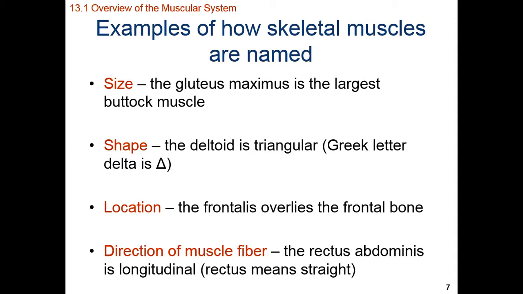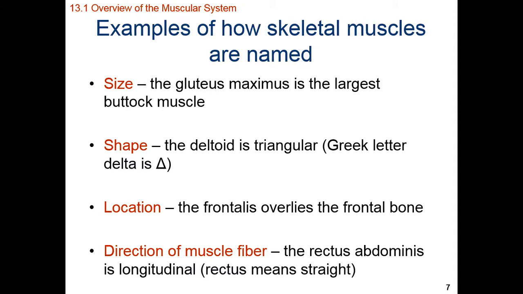Another term that's related to the size is going to be magnus, medius, and minimus, depending on the size of the muscle. We also can name a muscle after the shape. Usually we'll have sheet-like or triangular muscles. The Greek letter delta looks like a triangle. So if we look at the muscle of the upper arm, the shoulder, the deltoid, which is triangular in shape, we named it after the Greek letter that's also shaped like a triangle.